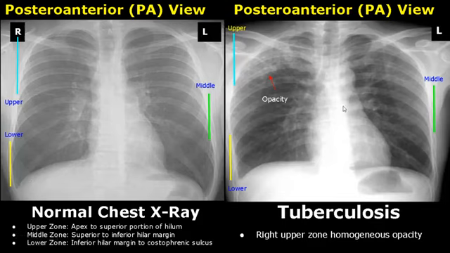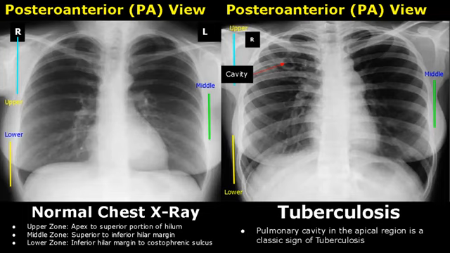The first disease is tuberculosis. In pulmonary tuberculosis, it can present as upper zone opacity. You will see a bright area here in the right upper zone, that is the apical region. Opacities in the upper zone are most commonly due to tuberculosis.